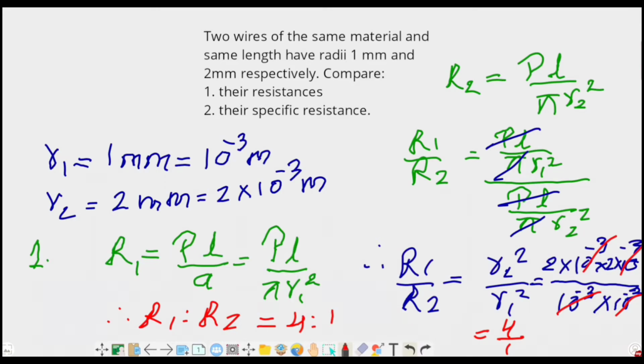Now just concentrate. The material is the same. When the material is the same, the resistivity, that is the specific resistance, will be the same. So both values are the same. So it will be 1 is to 1.